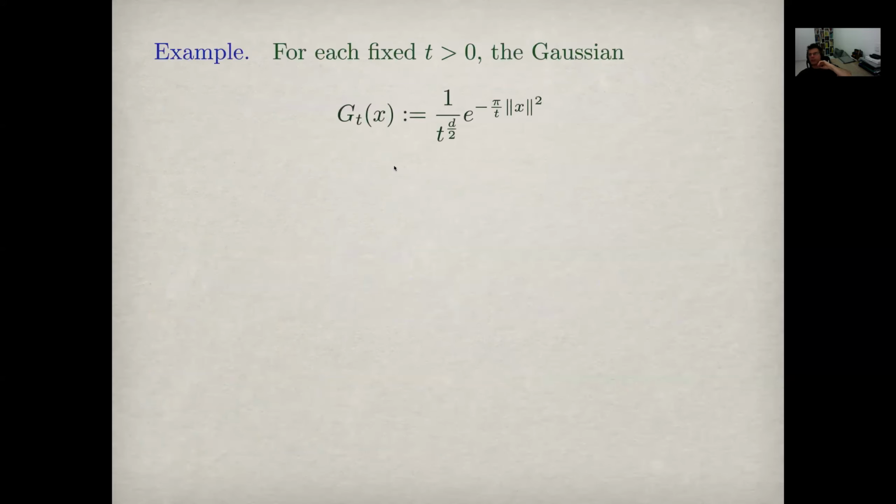All right, Gaussians. Here's a nice family of Gaussians in d dimensions. And the 1 over t to the d over 2 is just a normalizing factor. But the meat here is that it's e to the minus pi over t times the norm x squared.